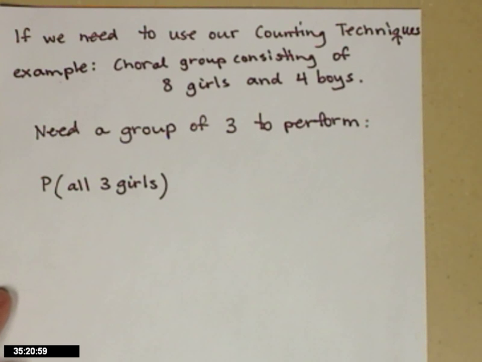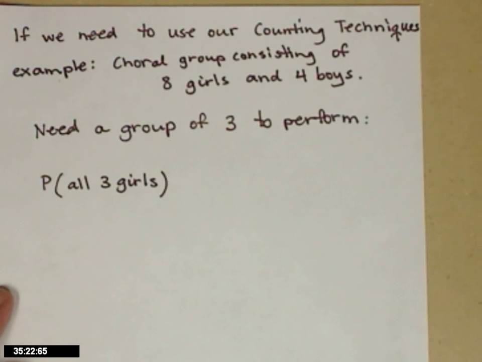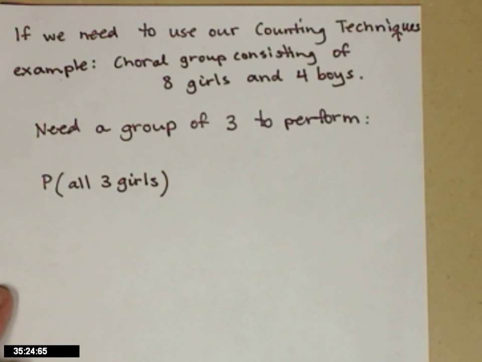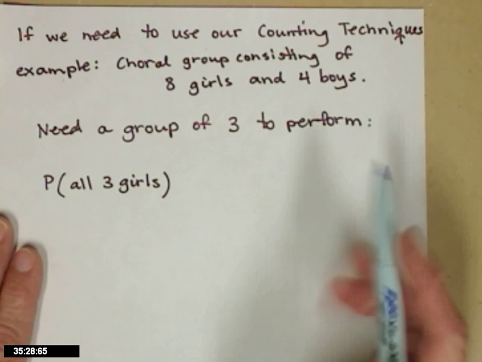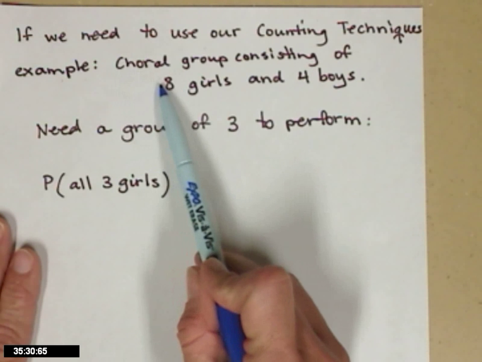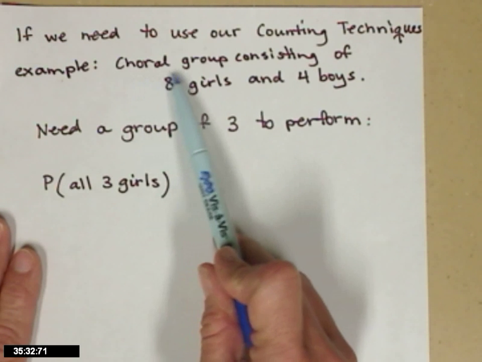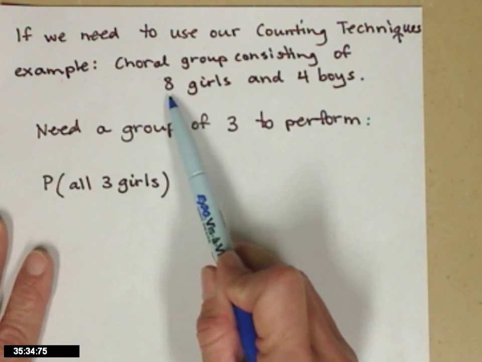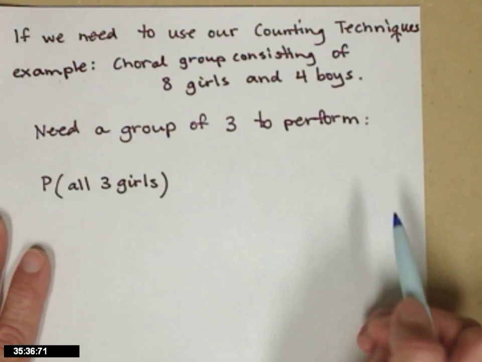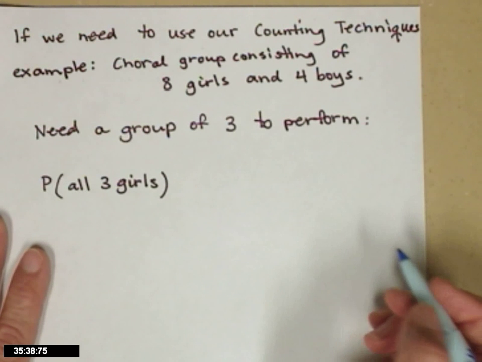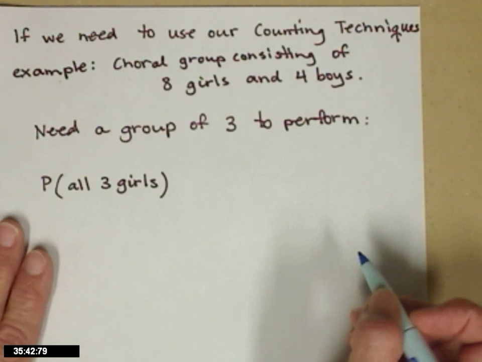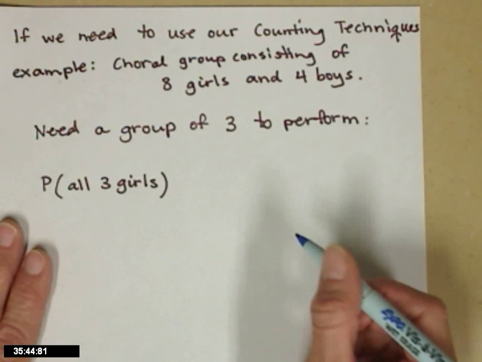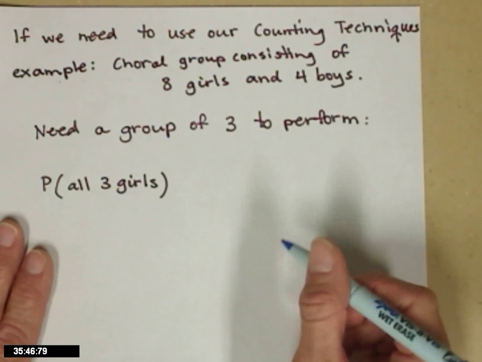So, sometimes we're going to need to use our counting techniques. So let's do one quick example here. Let's say we have a choral group. So we have a chorus, and there are 8 girls and 4 boys. And we need to choose a group of 3 to perform. So let's just say the probability I'm interested in: what's the probability they're all girls? So here are some options.